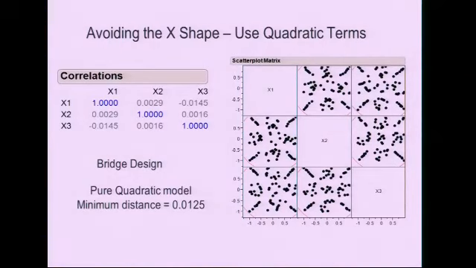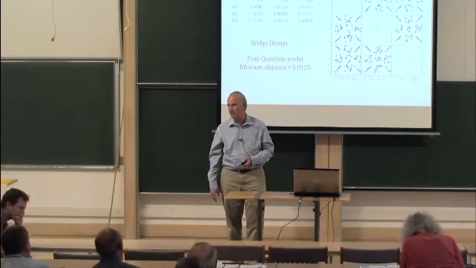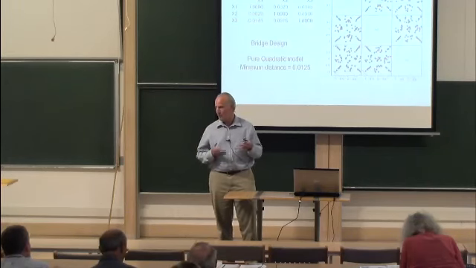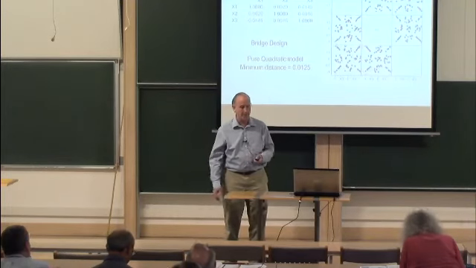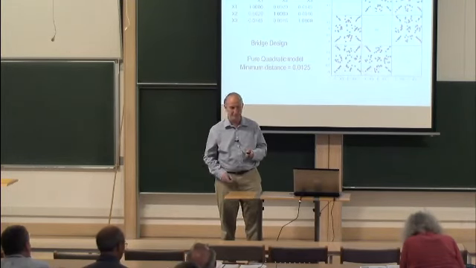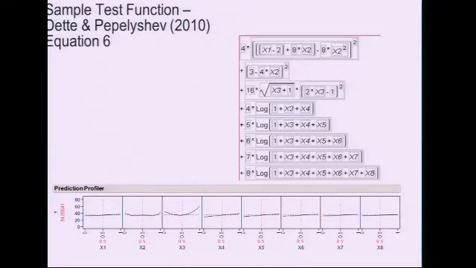If you want to avoid the X shape, you can use quadratic terms in your polynomial model. I still think you can see a little bit of the X behavior at the edges of each of these two-dimensional projections, but it's not so pronounced. And you can also see that the correlations among the variables are very small, so these are nearly orthogonal designs, which is something that you would expect if you're minimizing variance for a polynomial at the same time as maintaining this distance criterion. So I took the sample test function from Detta and Papelashev in 2010.